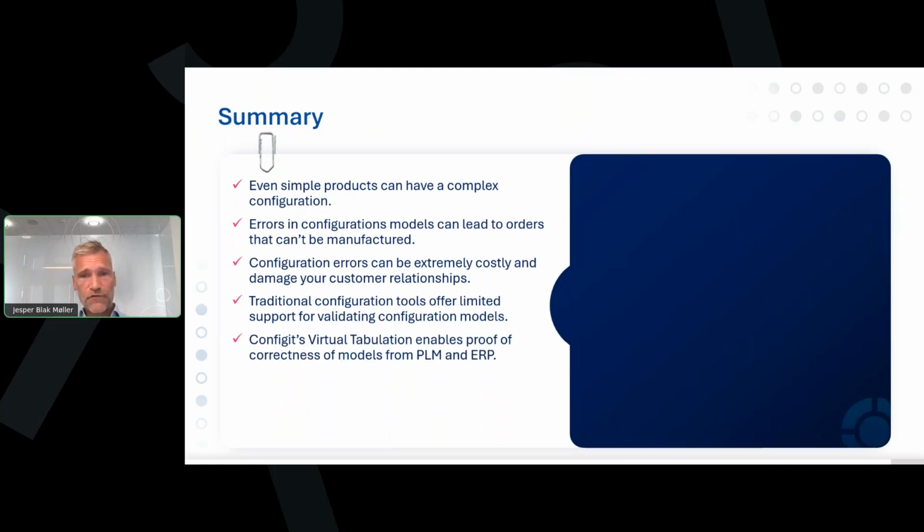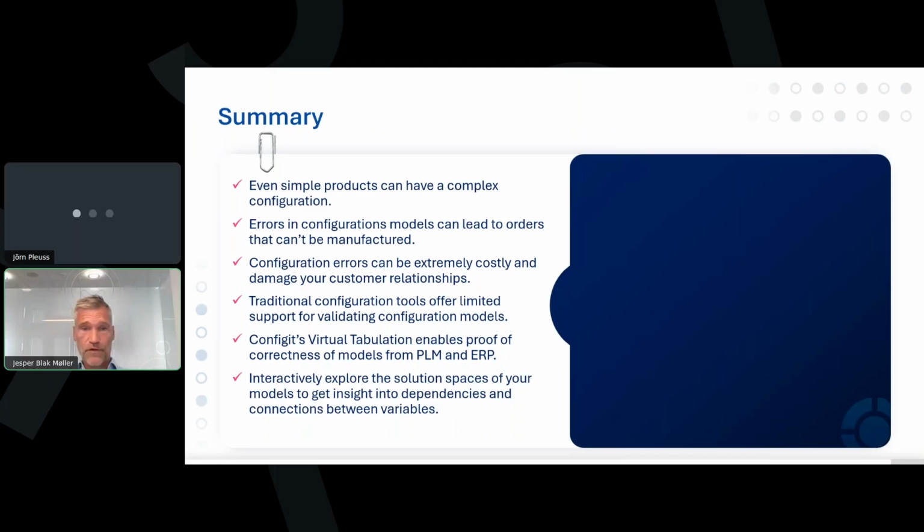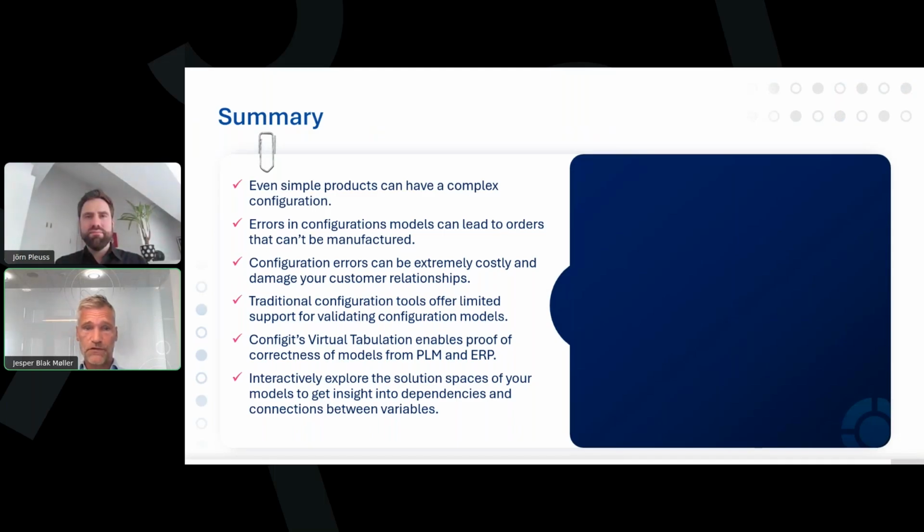And we've seen how Configit's virtual tabulation technology allows you to prove correctness of your models from PLM and ERP. And I've shown how you can use interactive solution spaces to explore your product models and get new insight into the dependencies and the connection between the variables. So this is how we work with formal verification of configuration models at Configit.